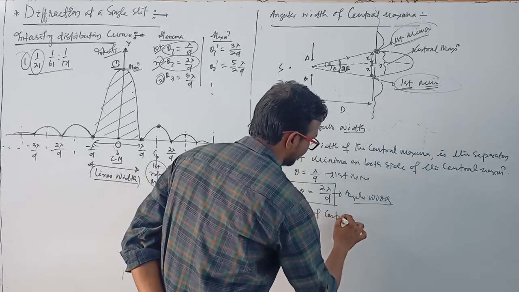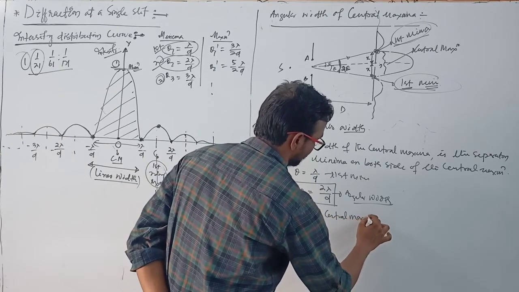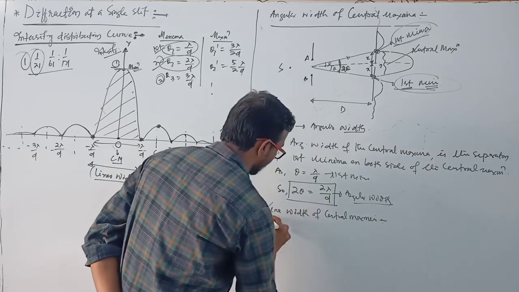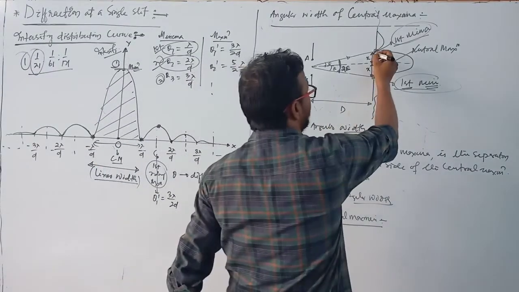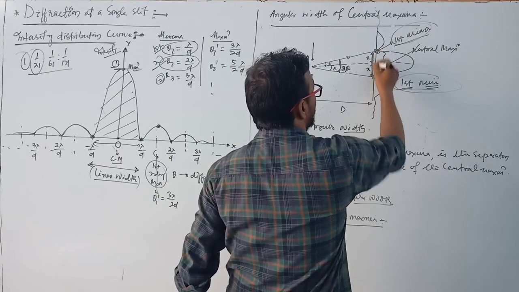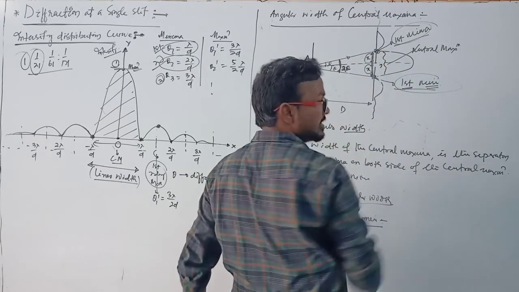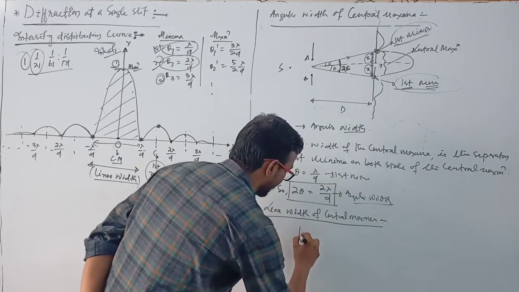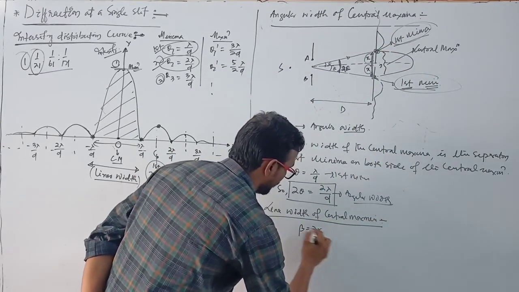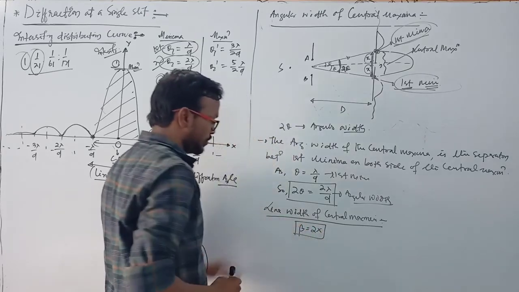Linear width of central maxima. And what is linear width here? This linear distance is equal to x, and this distance is also x, which is equal to 2x. Here, for the linear distance, we can write beta, and beta is 2x. We have to find this linear width here.